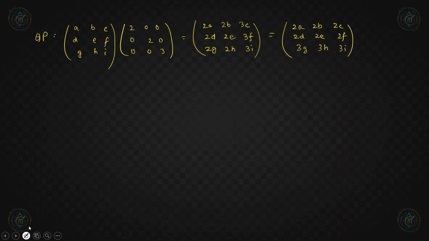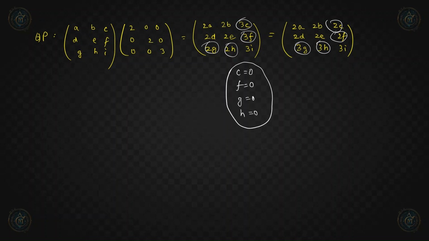right? Now, if we compare element wise, we get that this is necessarily equal to this. That means A can be anything, B can be anything, but C must be 0, because 3C equal to 2C, that means C equal to 0. So we get from here C equal to 0, from these two matchings. Then we have again this matching with this, that means F equal to 0. So then we have this matching with this, so G equal to 0. Then we have this matching with this, then we have H equal to 0.